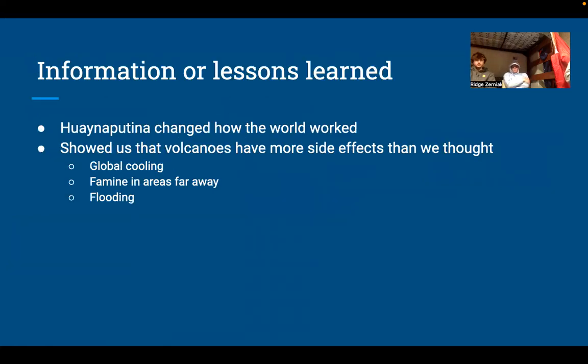So, information and lessons learned. Huaynaputina changed how the world worked from how we previously saw, with how it created global cooling, and also it had all those effects in the previous slide.